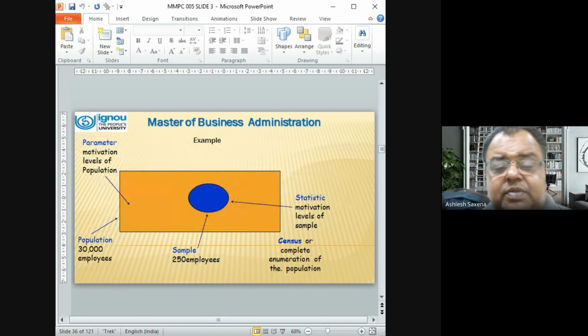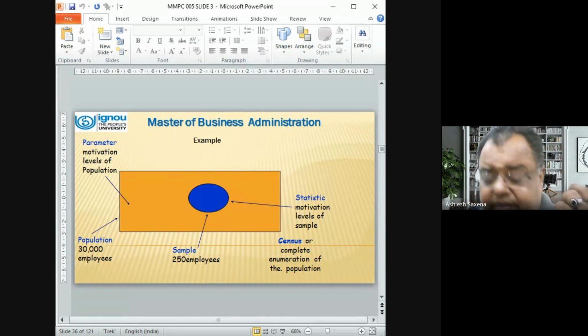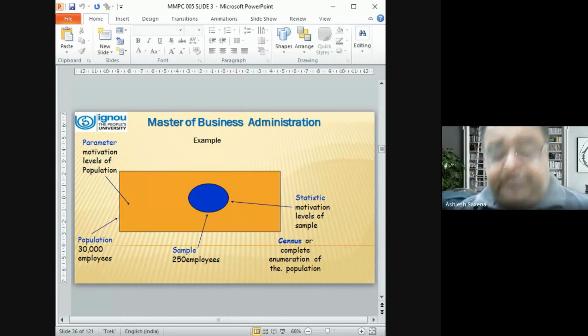Now see the problem. We have a rectangle and an ellipse. The rectangle filled with yellow color means the total gamut of 30,000 employees. The yellow part is the parameter, the motivation of the employees that we are trying to study. Your statistic is the motivation level of the sample. The blue is your sample of 250 employees. Out of 30,000 you have taken 250 employees, as opposed to a census or complete enumeration of the population. This is how we pick up the things we are going to study.